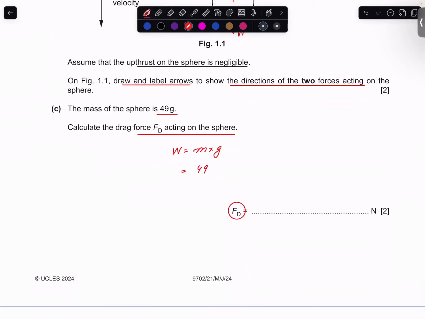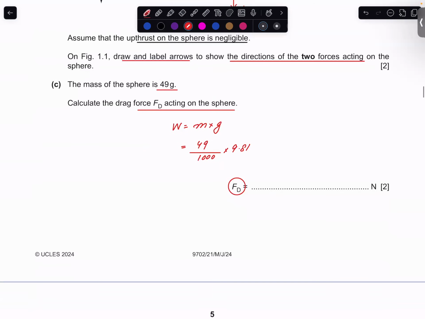So whatever answer of the weight you get will be equal to the drag. 49 is given in grams, so I will convert it into kilograms by dividing by 1000 and then multiply with 9.81. The calculation gave me the answer 0.48.